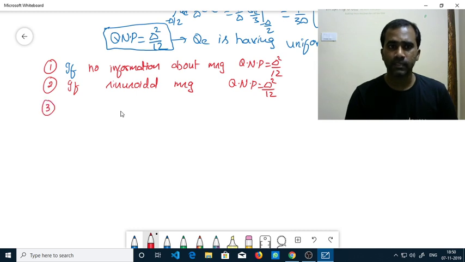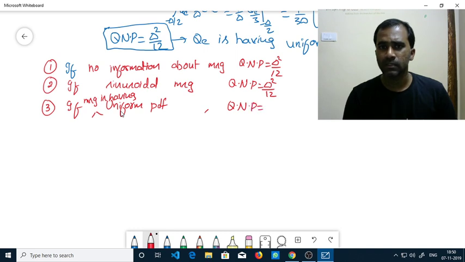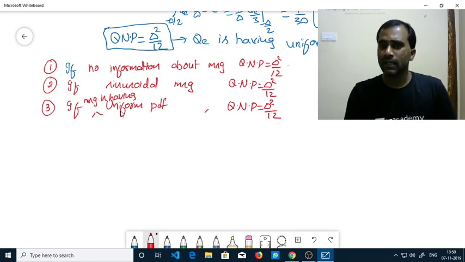Next, third case: if the message has a uniform PDF, then also you can say the quantization noise power is delta squared by 12. Here, no information means by default you can assume it. There is nothing wrong in assuming this whenever message information is not given or whenever the message is said to be sinusoidal. Under those conditions you can assume the quantization noise power to be delta squared by 12.